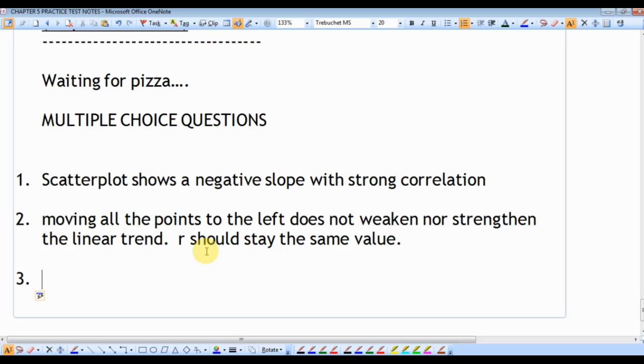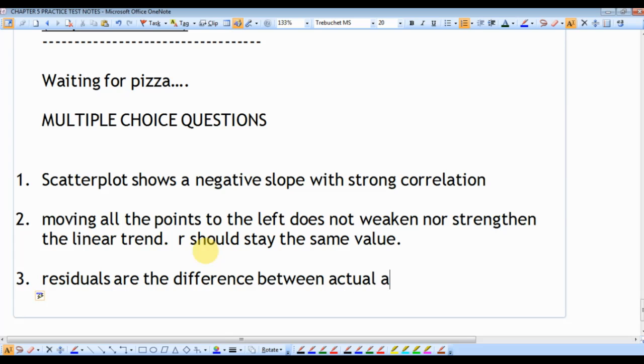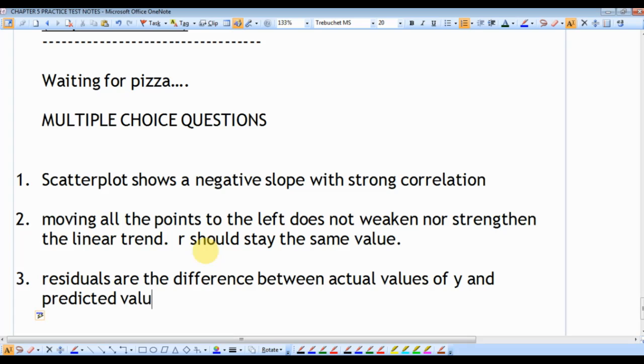Number 3. In regression, which of the following is true of residuals? This is just a definition here, but residuals are always the mathematical difference between actual values of y and predicted values of y. So either you have that kind of thing known or you don't. This is really a shot at a definition.